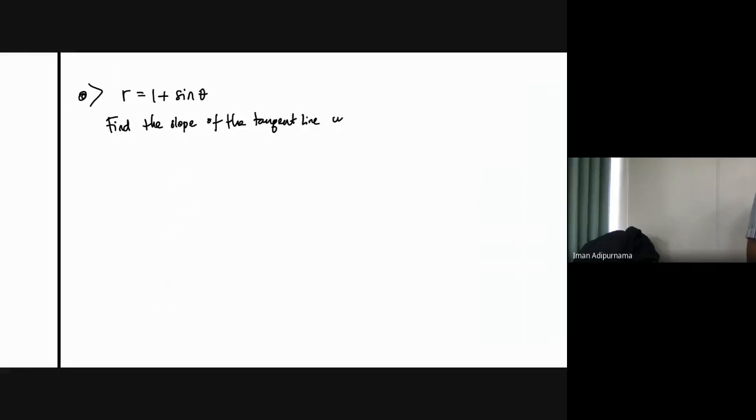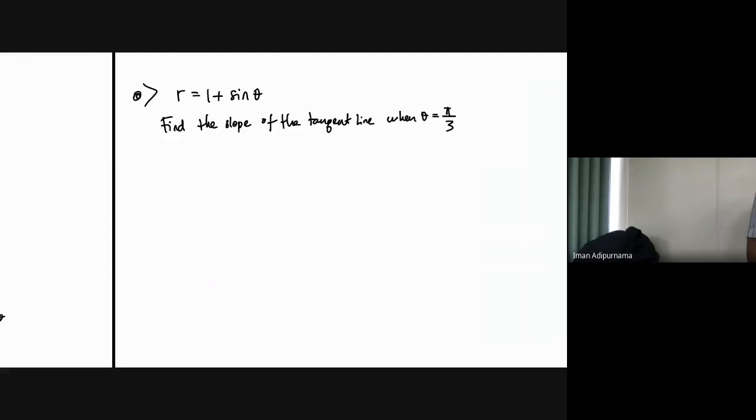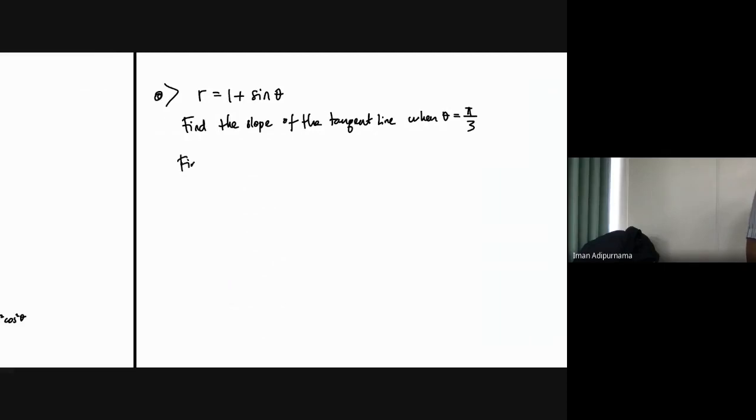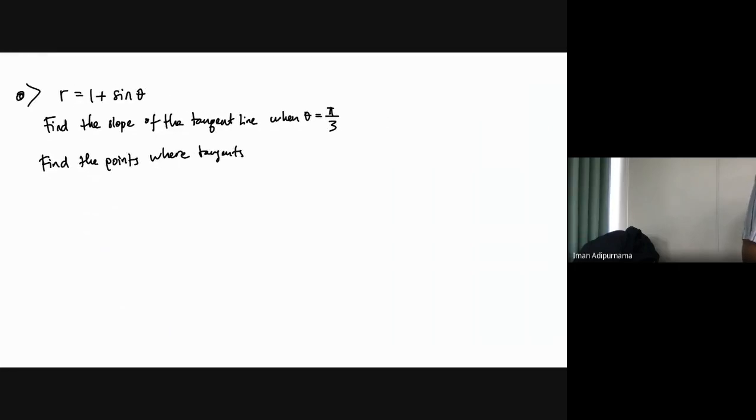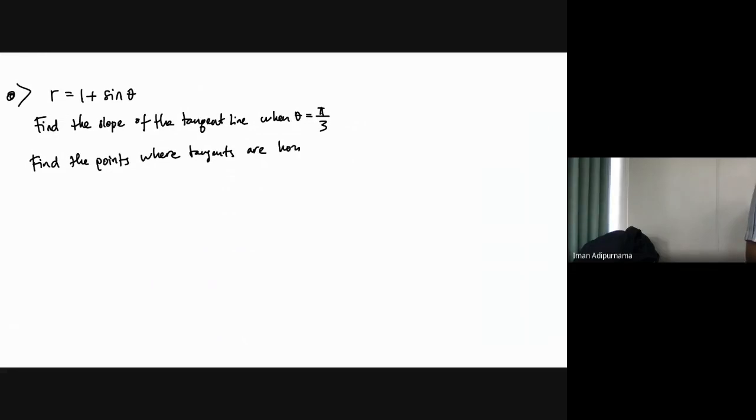Example: you have the cardioid r = 1 plus sine theta. Find the slope of the tangent line when theta equals pi/3. And then another question is, find the points where the tangents are horizontal or vertical.